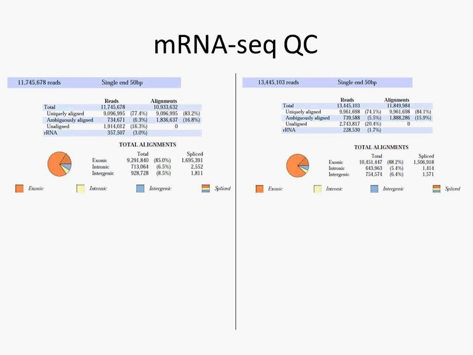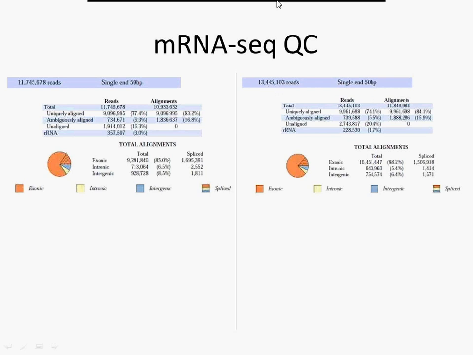Now, how do we QC mRNA-seq data? There's a very nice software developed here by Philip Dexheimer that I would like to show you and illustrate how we use it. So on the left and on the right, I have two samples. Each have a similar number of reads: 11.7 million here and 13.7 million here.